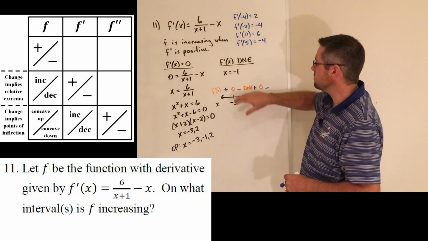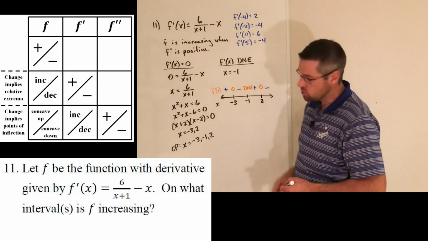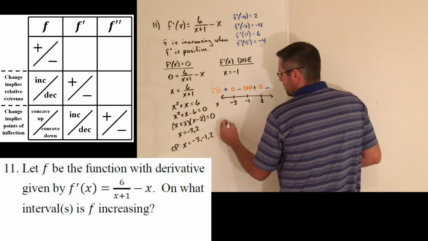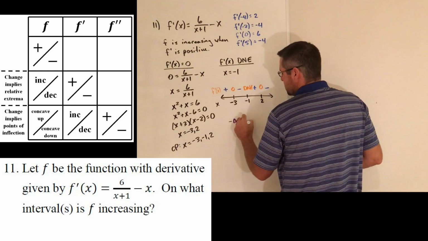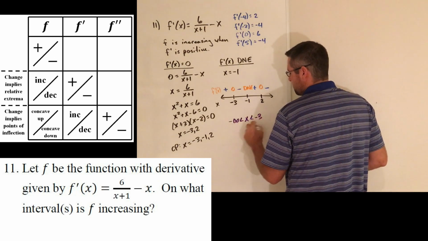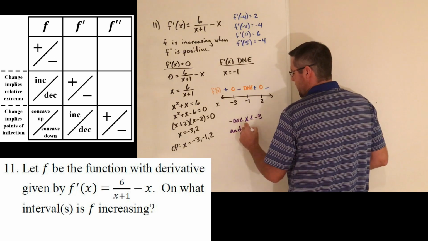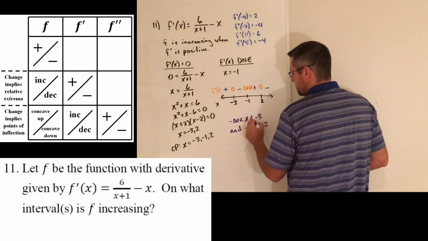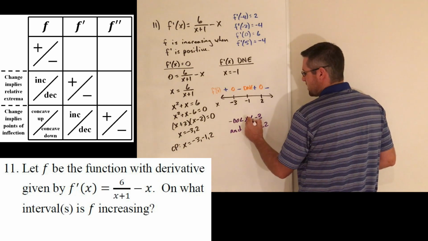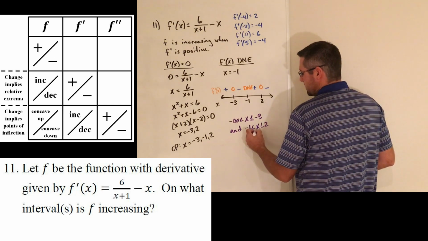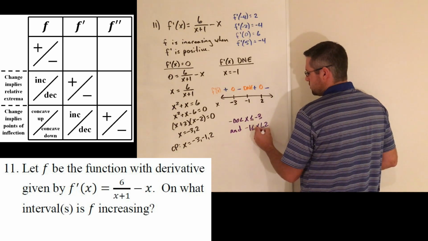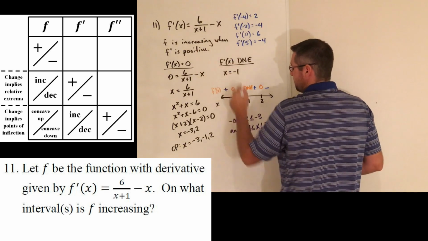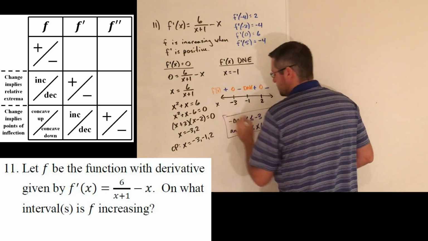And so our answer is when f prime is positive. So we can conclude that f prime is positive over the interval negative infinity less than x less than or equal to negative 3, and negative 1 is less than or equal to x is less than or equal to 2. And so we would say that since f prime is positive, f is increasing over those intervals.